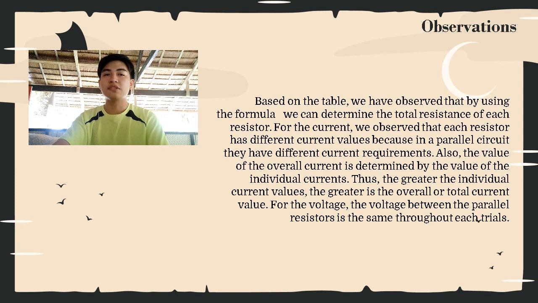For the current, we observe that each resistor has different current values because in a parallel circuit, they have different current requirements. Also, the value of the overall current is determined by the value of the individual currents. Thus, the greater the individual current values, the greater is the overall or total current value. For the voltage, the voltage between the parallel resistors is the same throughout each trial.